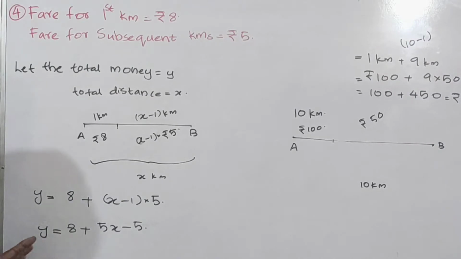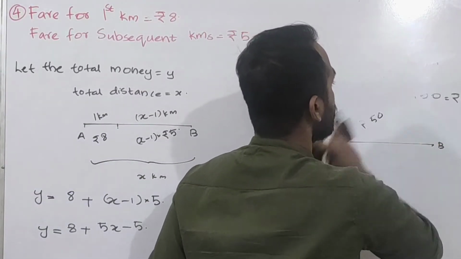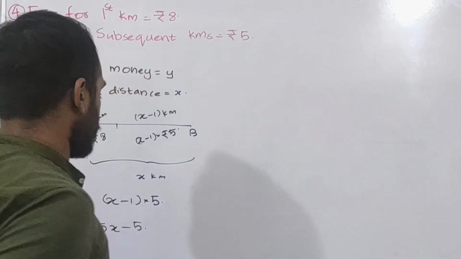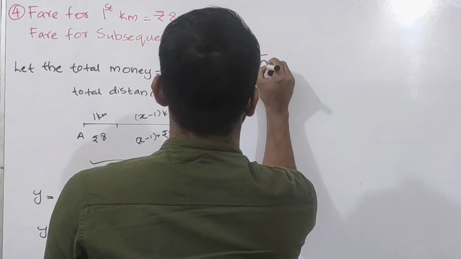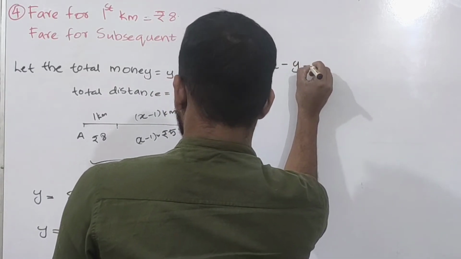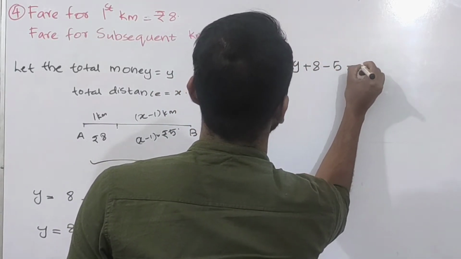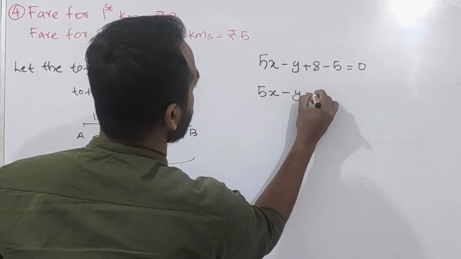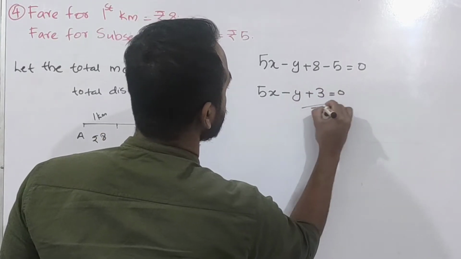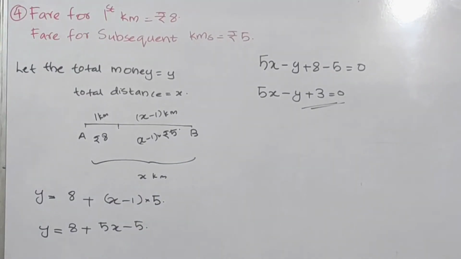Now we can simplify this, or we can make this into the standard form, that is ax plus by plus c is equal to 0. For that we will make slight rearrangements. We'll take the y to the other side. So what happens? 5x minus y plus 8 minus 5 is equal to 0. Now just simplification. 5x minus y plus 3 is equal to 0. So this will be our required linear equation in two variables corresponding to the statement.